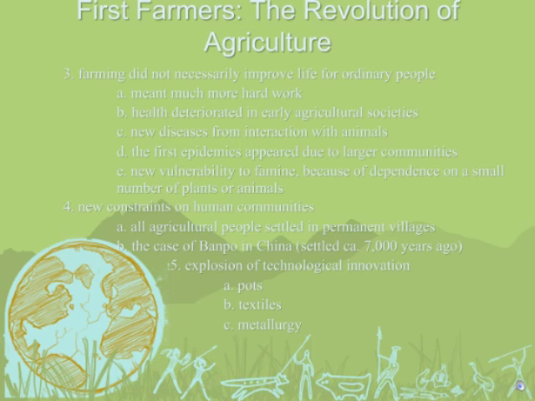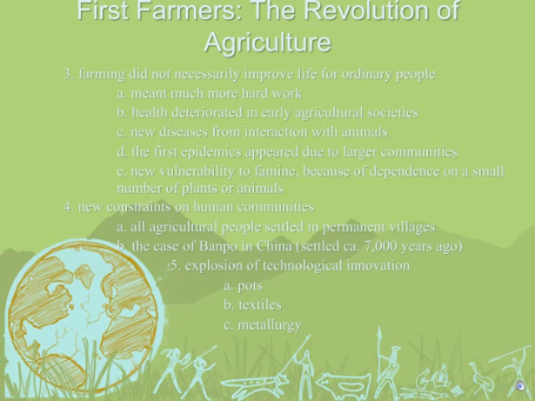Health deteriorated in early agricultural societies, probably because you're going to get diseases from animals that people had not been picking up earlier. Also, in hunting and gathering societies, one of two things happens. You have a sick person and you leave them behind, or you're looking at 25 to 50 people being affected, and either they all die out or some of them die out, but it's not affecting a large population.